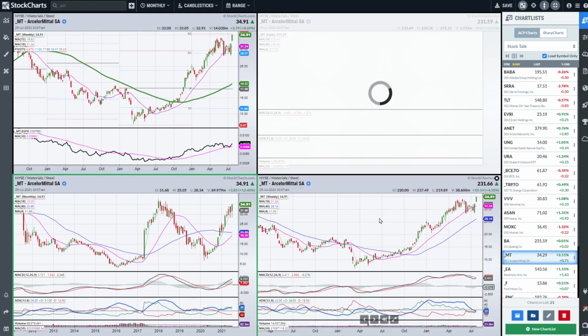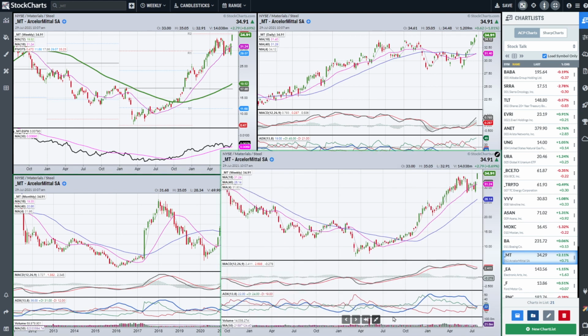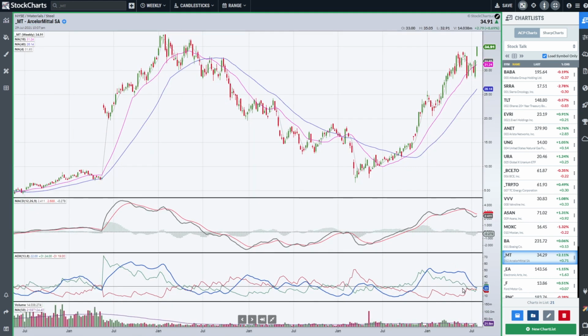MT here. So really nice action. This is a steel stock. Focus on the weekly. Notice the 80X pattern, very strong move to the upside. We had a pinch actually here that developed and led to another new high, but now we're up against this resistance zone in the mid 30s.